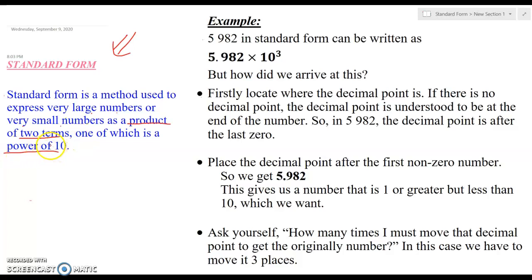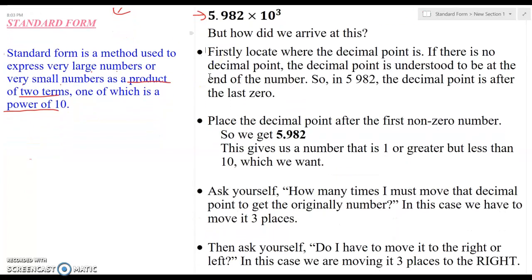Alright, I know the definition is probably a little bit confusing for some of you. Let's get a question to clear it up a little bit. Looking at the first example here, 5,982 in standard form can be written as 5.982 by 10 to the power 3. But we want to figure out how we really reach that point, right?